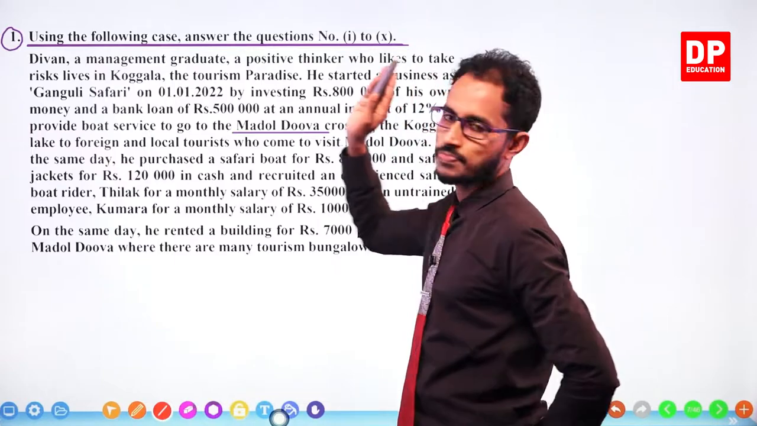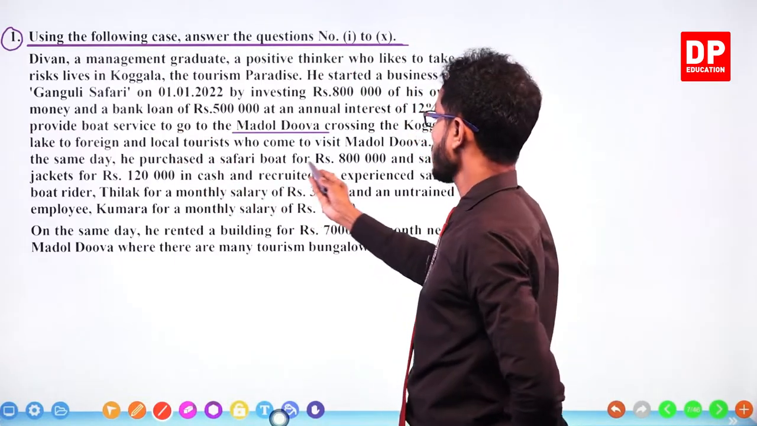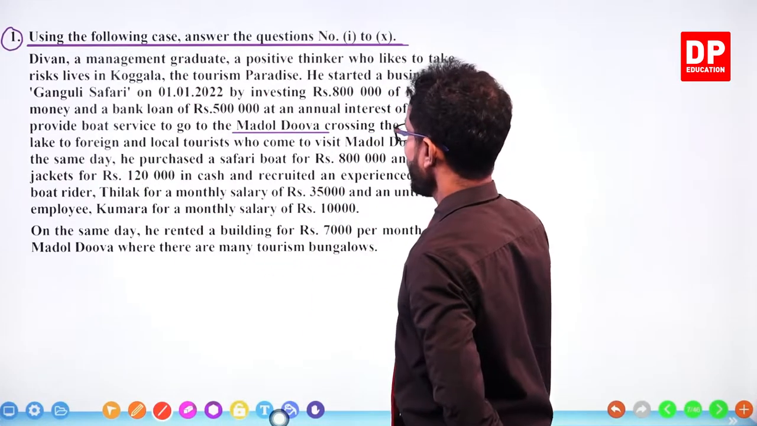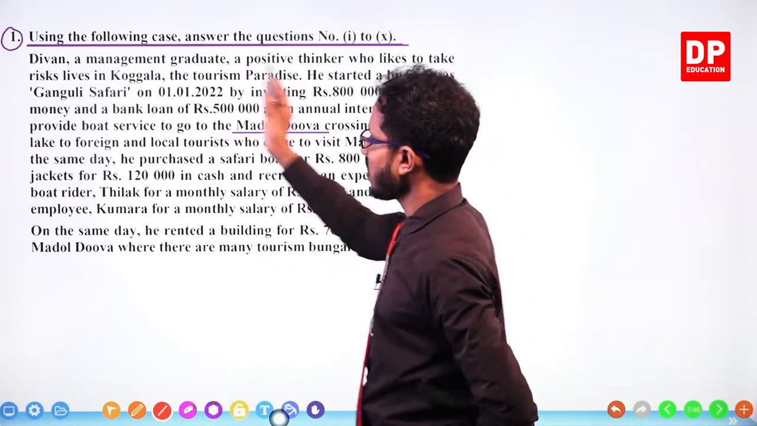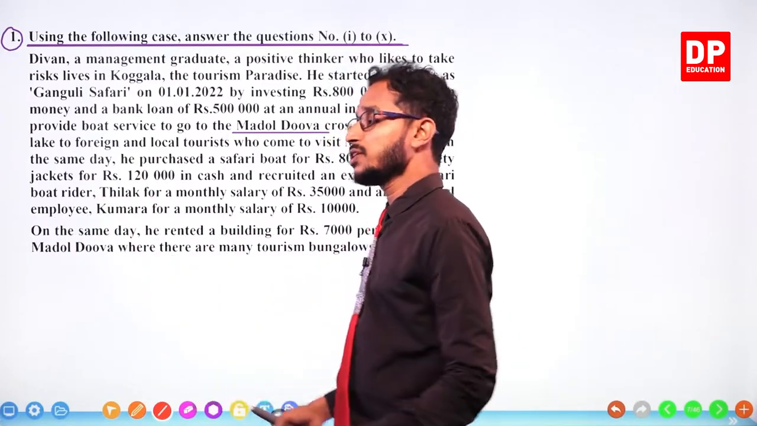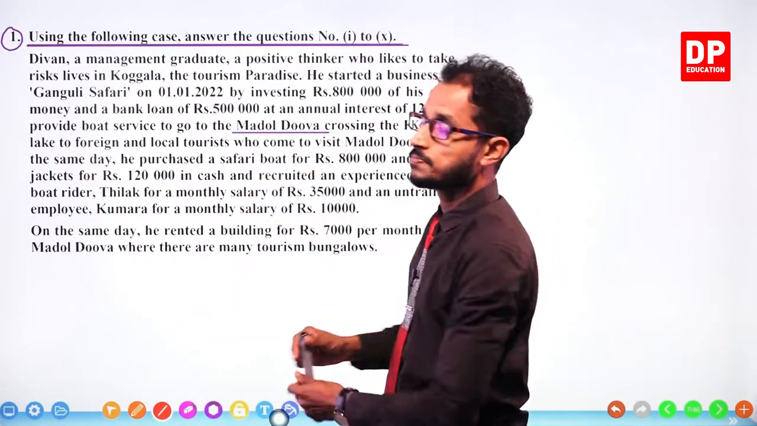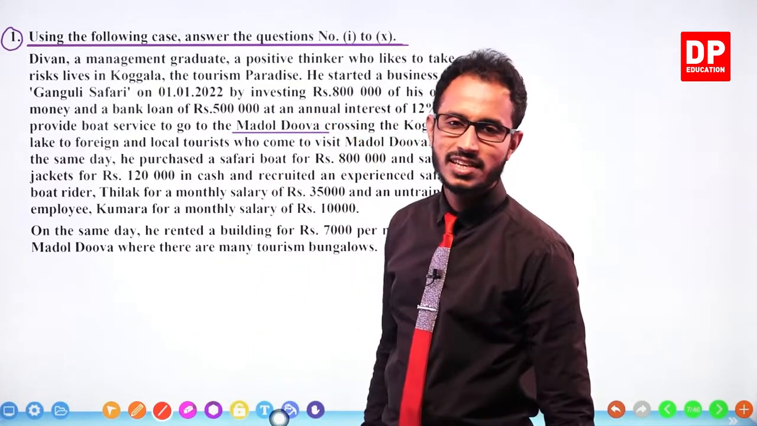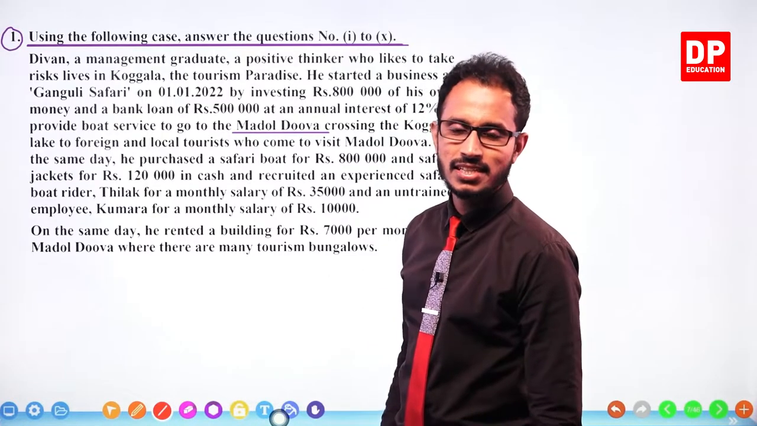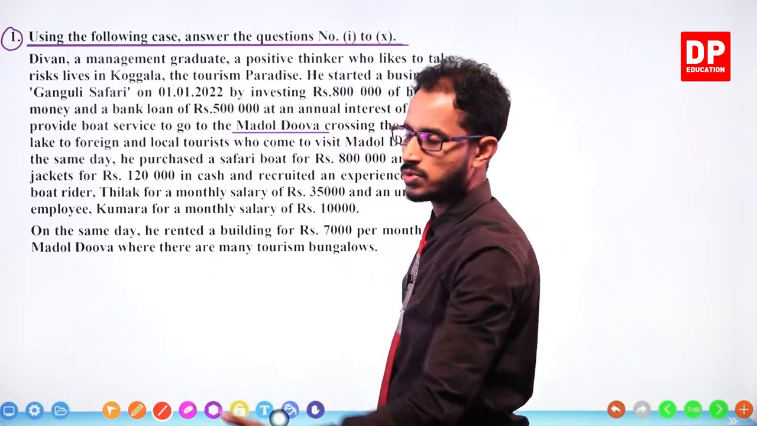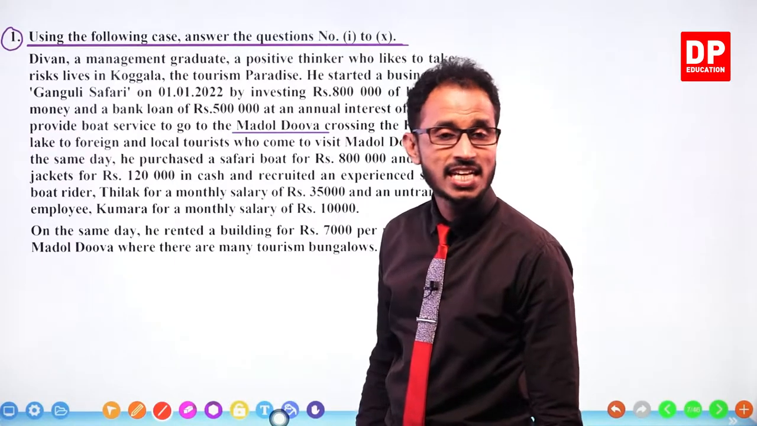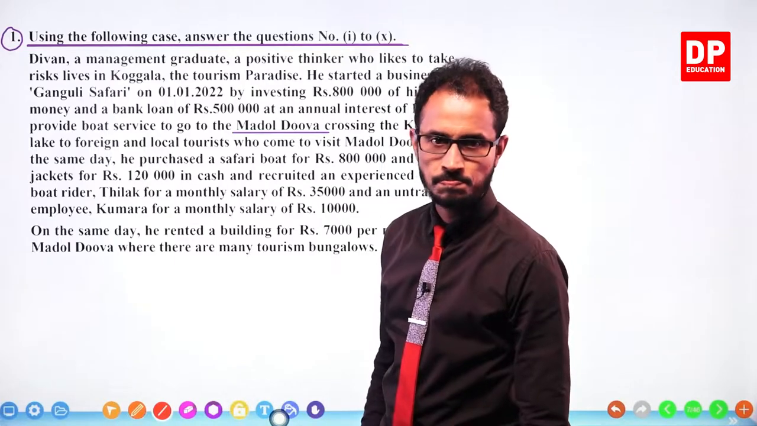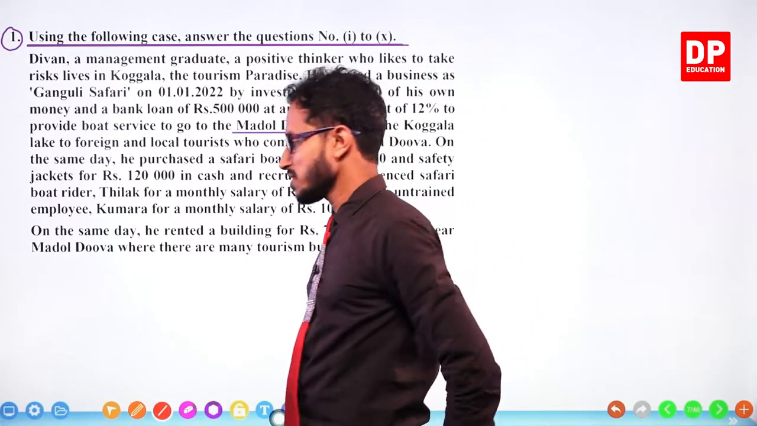On the same day, purchased a safari boat, 800,000, safety jackets 420,000. Recruited an experienced safari boat rider. The boat should be what? No, it's not a rowing boat. It's a motor boat, okay? If you take a rowing boat to go for safaris, nobody will come. Don't be ridiculous. It's a motor boat.